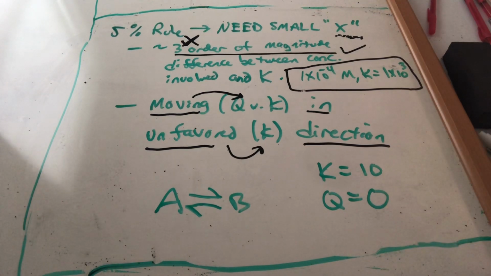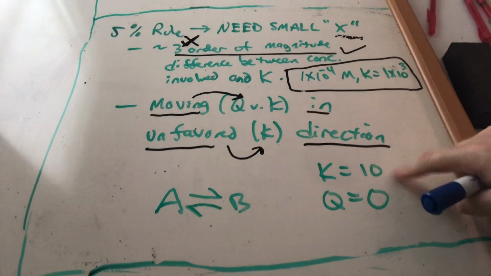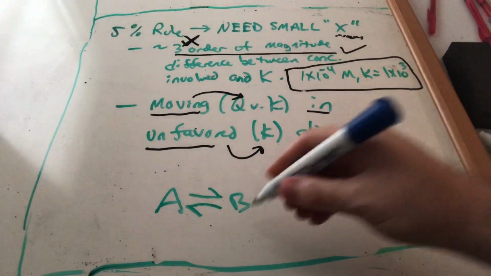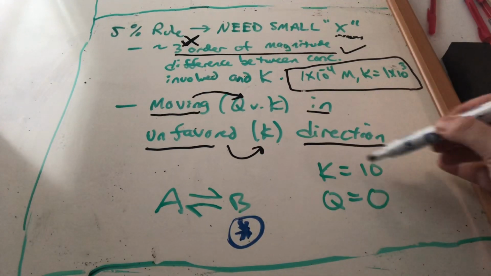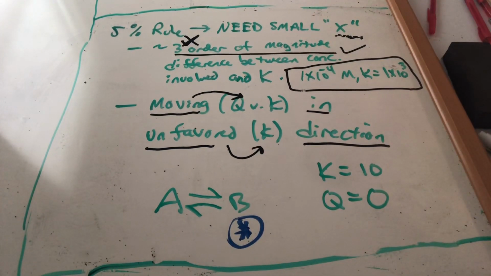Let's look at the K. The K is greater than 1. So we know from our analysis of what K means that the products are favored. So I'm just going to put a little blue star on this side, all right? The products are favored because K is greater than 1.